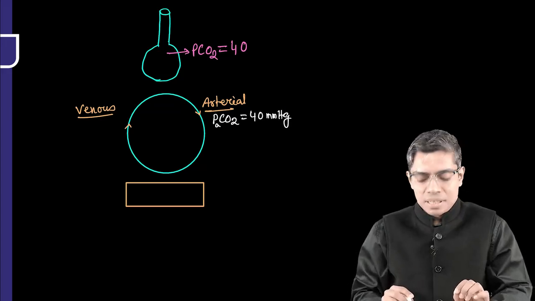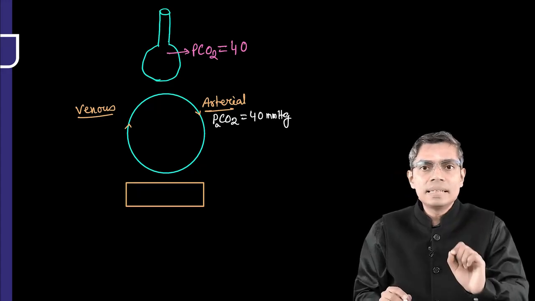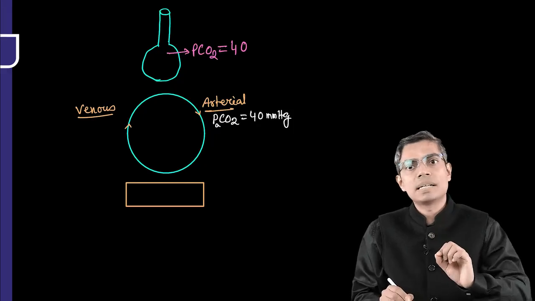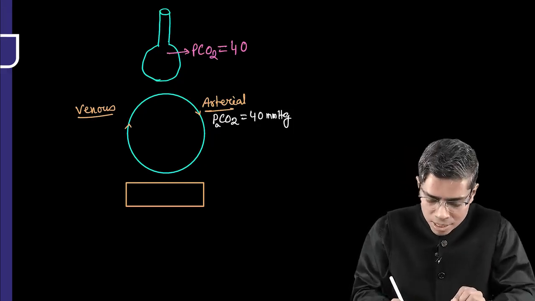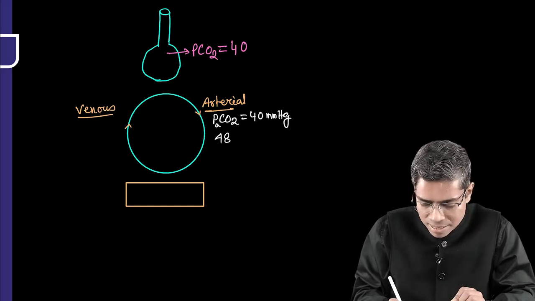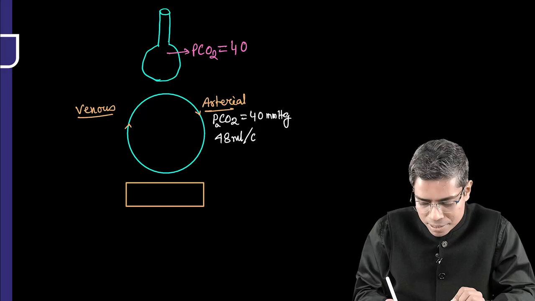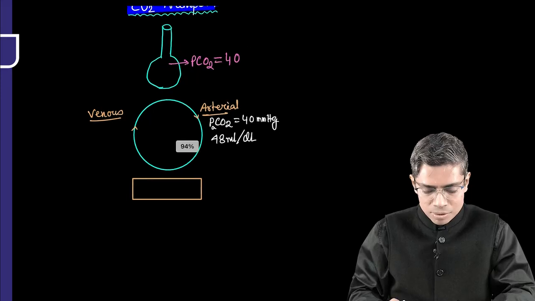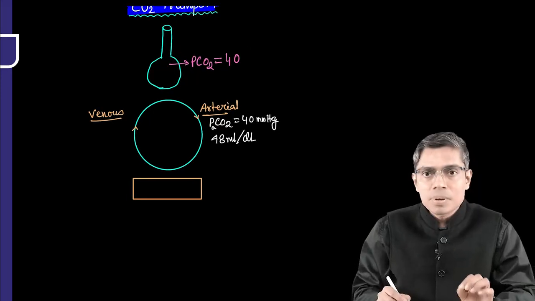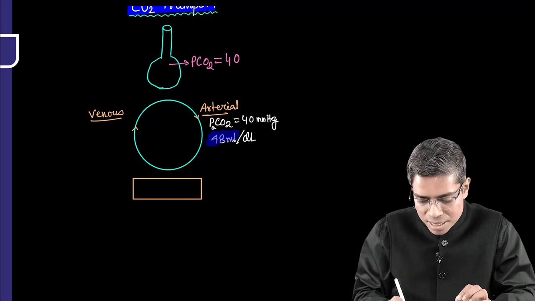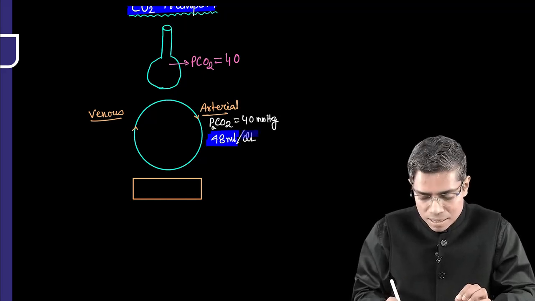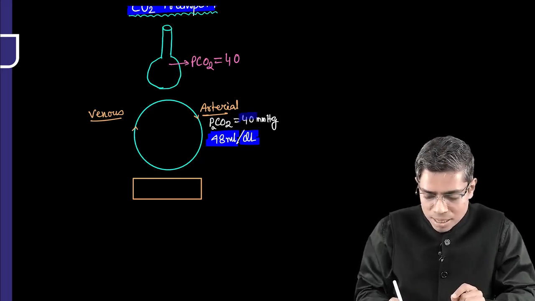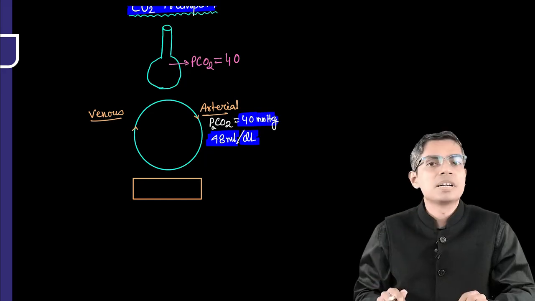With this partial pressure, if I ask you what is the content of carbon dioxide in the arterial blood, CCO2, content of carbon dioxide, then your answer is 48 ml of carbon dioxide is present per deciliter of blood. So please try to understand the difference between these two things. The amount of carbon dioxide in the arterial blood is 48 ml present in 100 ml of blood, that is 1 deciliter of blood. The partial pressure of that carbon dioxide is 40 millimeter of mercury.